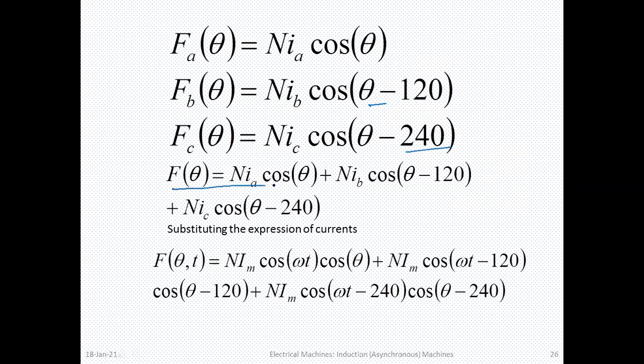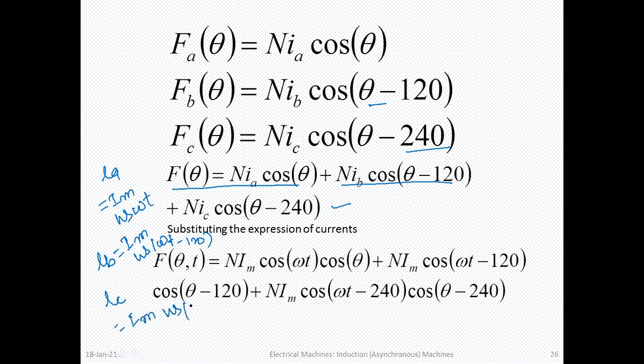So now I am going to add all these three to get the resultant MMF. I also have to substitute the value of Ia. Ia is nothing but Im cosine omega t, and Ib is how much? Im cosine omega t minus 120, and Ic is Im cosine omega t minus 240. So we are just adding all these values in the equation.